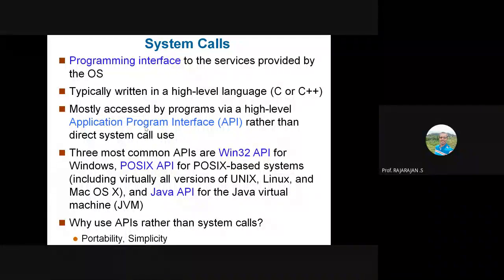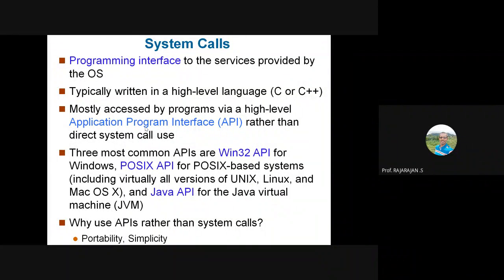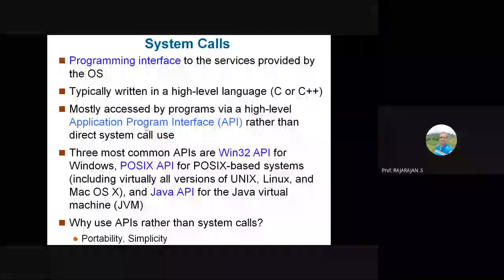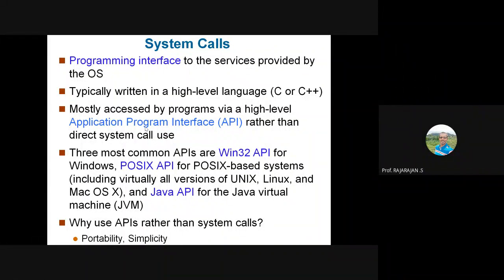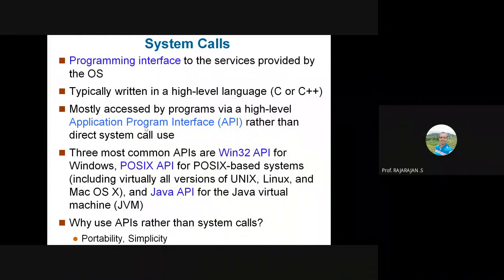It is for these two reasons. One is portability. If you allow the programming language to directly interact with the OS, it will become OS dependent. The code that is developed in the program will be OS dependent or platform dependent. So when you make it API based, then it becomes independent of the OS. So by changing the API definition, the same program can work seamlessly with any OS. So portability becomes available because of the APIs.